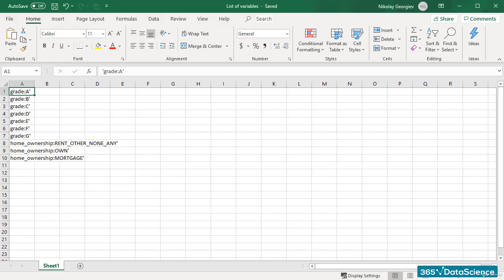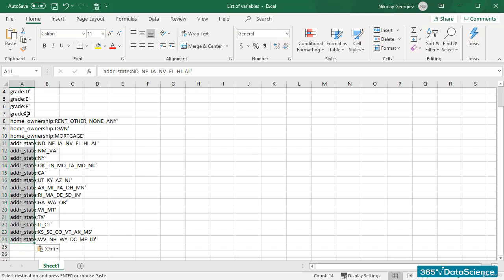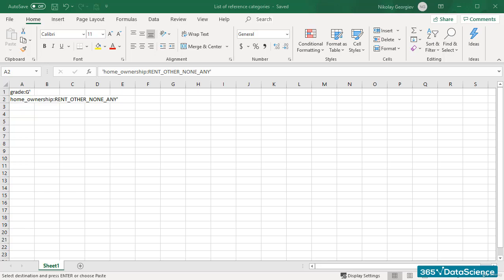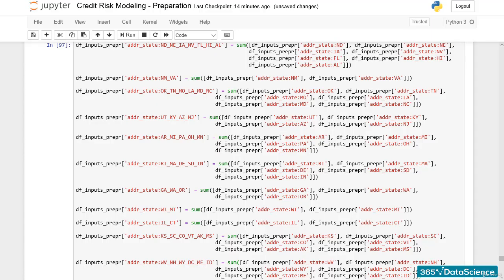Now, let's add these variables to the list with dummy variables, and let's add the dummy variable with the states from North Dakota to Alabama to the list with reference categories. And that was it. We're done with the state variable, probably the hardest one to preprocess in this dataset.